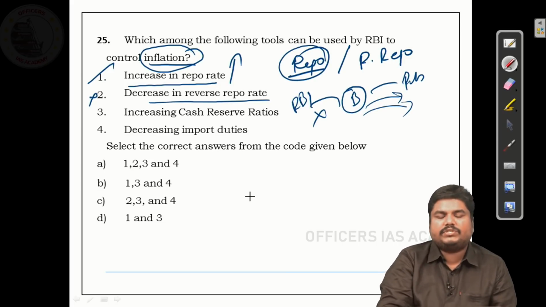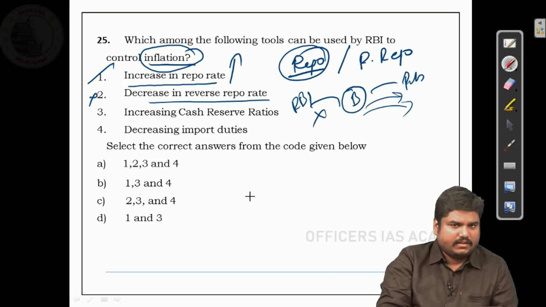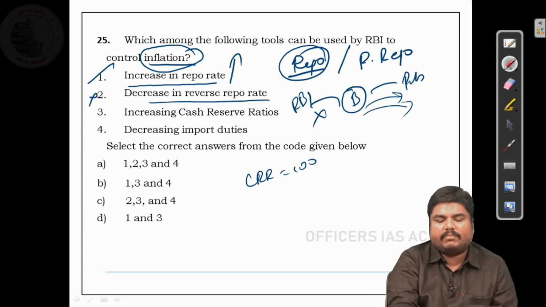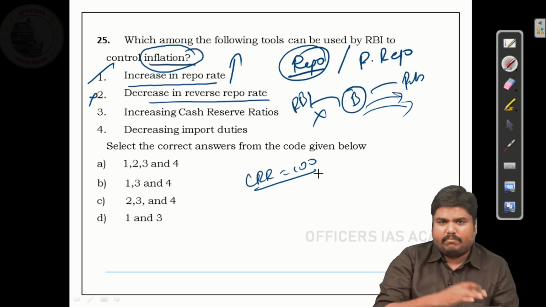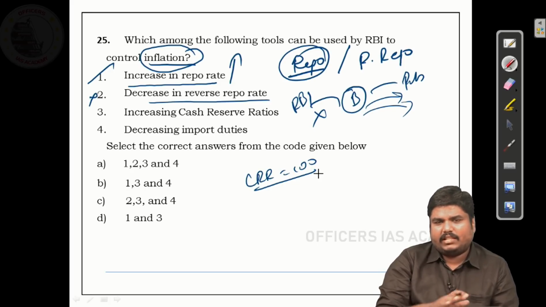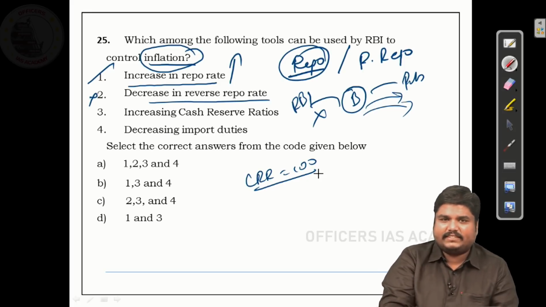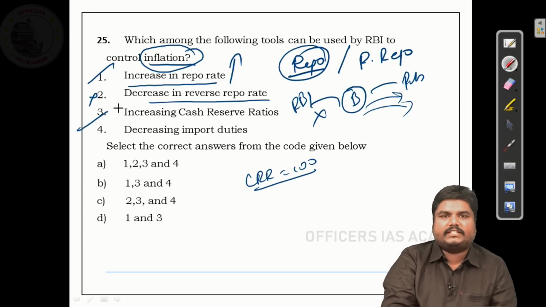Increasing cash reserve ratio, increasing CRR. What is CRR? Banks have to maintain some of their deposits locked with the RBI. If CRR is made 100, what will happen? Then all the amount which the bank is having will be locked with the RBI. So the bank cannot lend. If the bank cannot lend, the money supply will not increase. So increasing the CRR will effectively decrease the money supply in the market. That can be a tool to control the inflation, right.